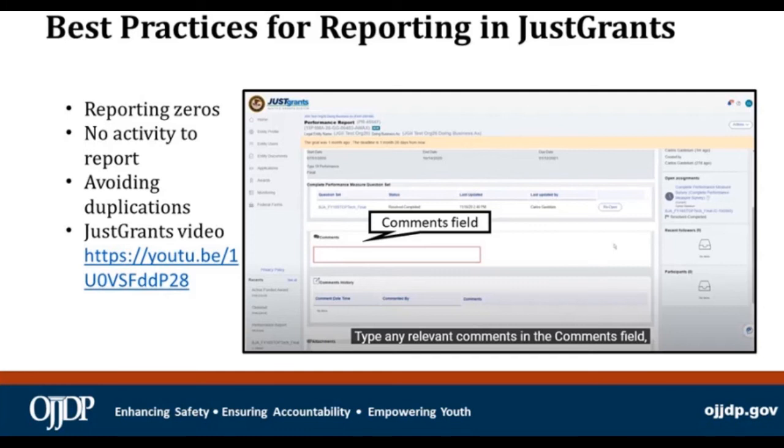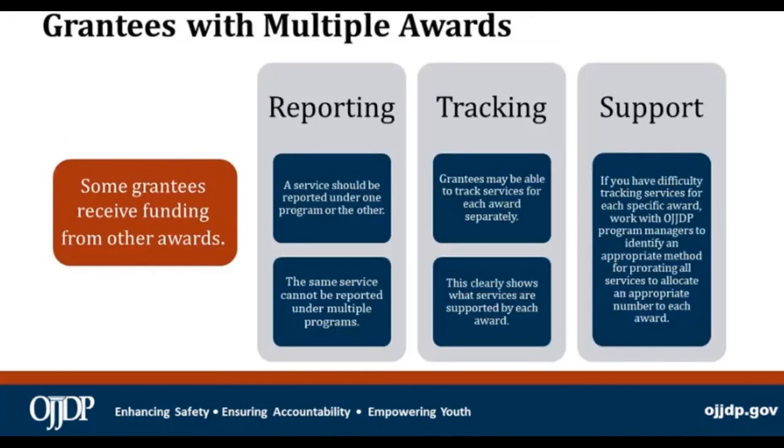As mentioned previously, some grantees may receive funding from other awards. A service should be reported under one program or the other. The same service cannot be reported under multiple programs. If you have difficulty tracking services for each specific award, work with OJJDP program managers to identify an appropriate method for prorating all services to allocate numbers to each award.